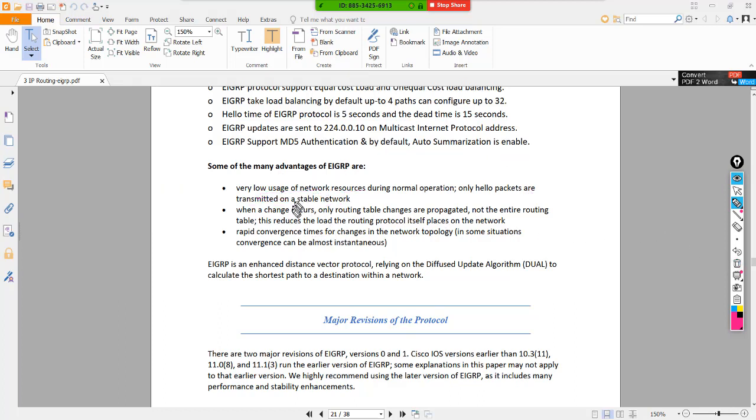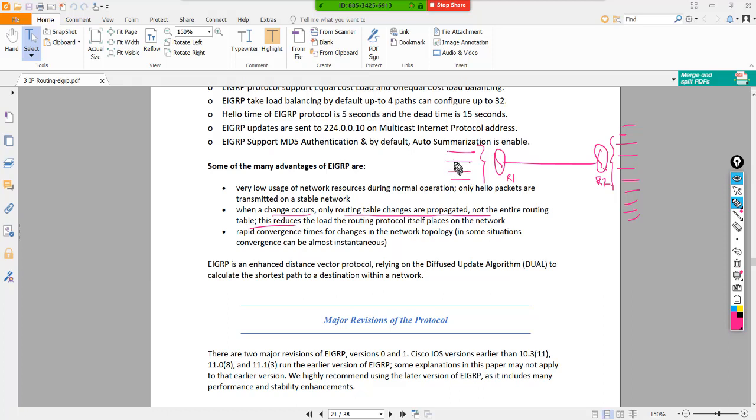When a change occurs, only the change is propagated, not the entire routing table. Now that's again a good thing. So let's say this router R1 is aware of 5 networks, and R2 is aware of, let's say, 4 networks or 10 networks.